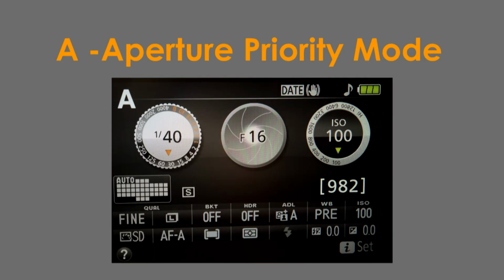Now I am going to cut down to f16. So when I cut down to f16, what happens to my shutter speed? You see now it has automatically come down to 1/40th. So in the aperture priority mode, you choose whatever aperture you want to shoot at, and the camera will automatically select the right shutter speed for it. So that is the aperture priority mode, or the AV.